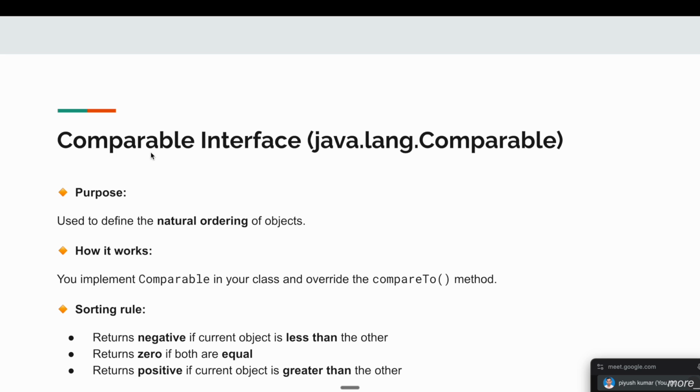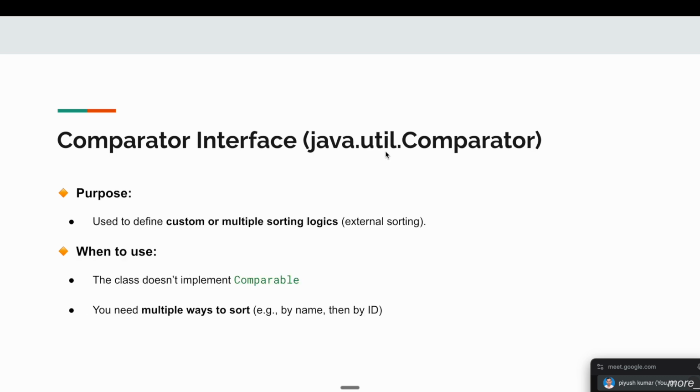Both interfaces are available in different packages. The Comparable interface comes from the java.lang package, and the Comparator interface comes from the java.util package. So both the interfaces are in different packages. These are a few differences.